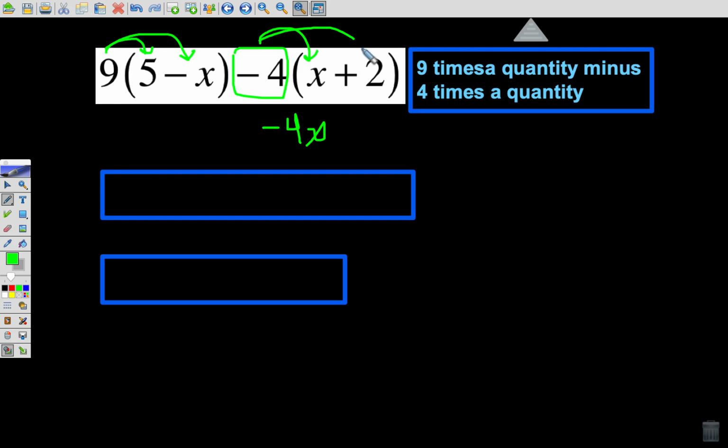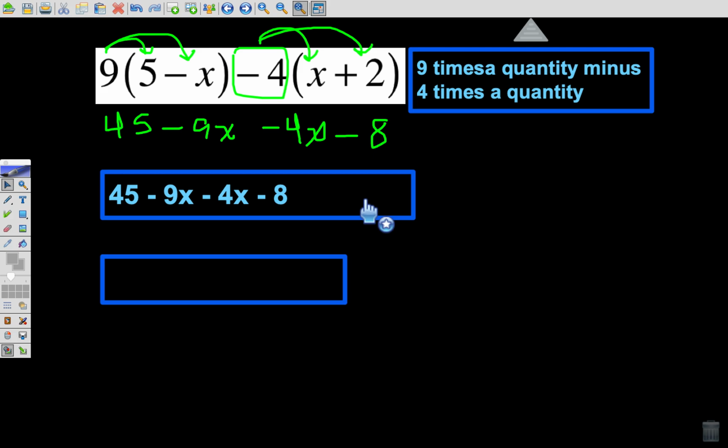And if we take negative 4 times the positive 2, we're going to get minus 8. And as we know from before, this was 45 minus 9x. All right, so our answer will be, just as we've done, 45 minus 9x minus 4x minus 8. So remember that sign in front of 4 belongs to that 4, so it makes it -4. For distributing, we take a negative times each of these quantities inside, or each of these terms inside.